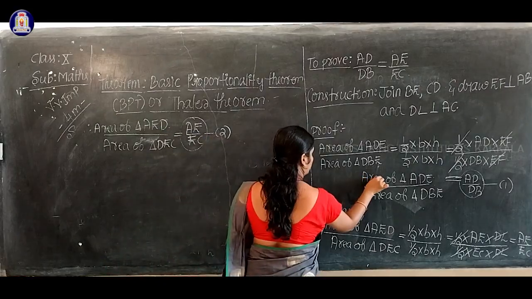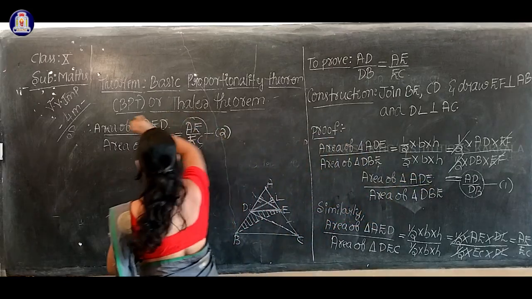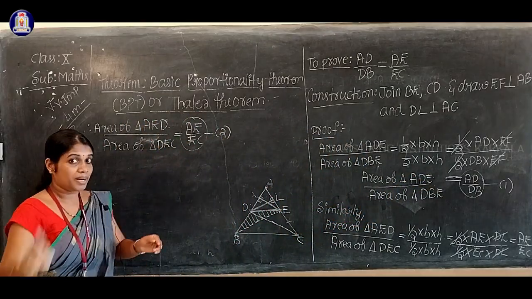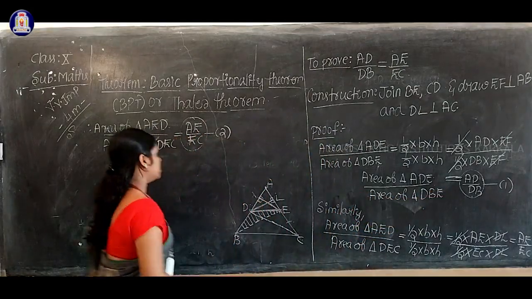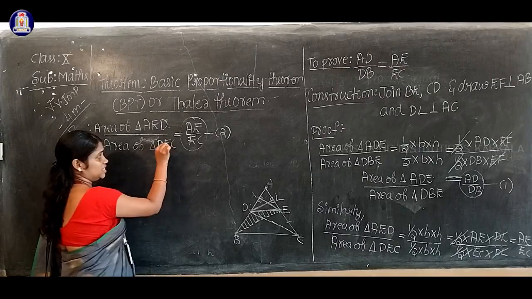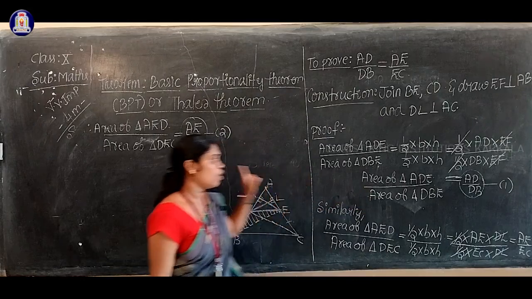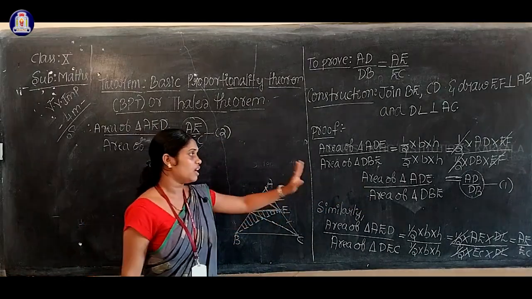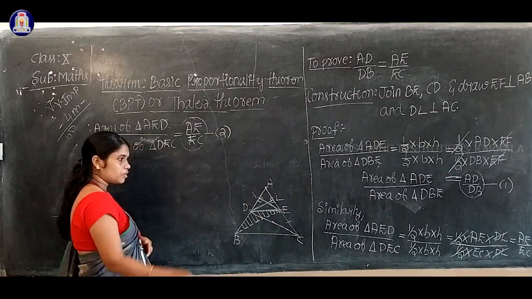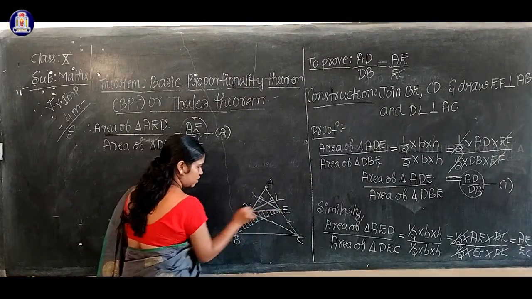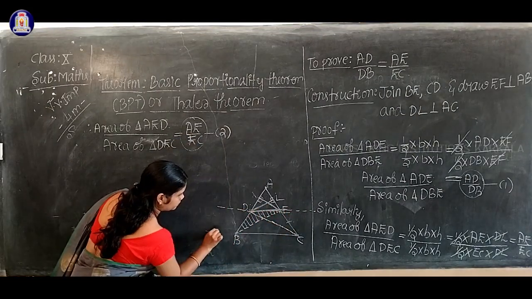Numerator is the same here, isn't it? Area of triangle ADE, area of triangle AED, both are the same triangle. But the denominator here is area of triangle DBE, and there it is area of triangle DEC. These two are different, isn't it? So first, if I prove this denominator is the same, then we can say your left hand side terms are equal. For that, see here, DE is a line. I will extend this line.